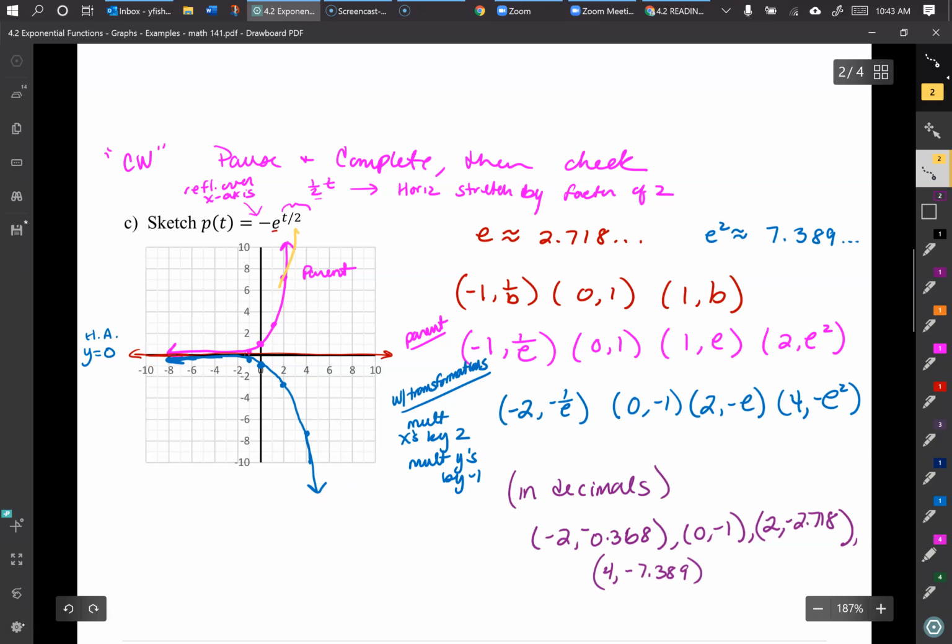Here's the parent. I put the decimal values for the transformed graph as well, so you could see how that all works out.